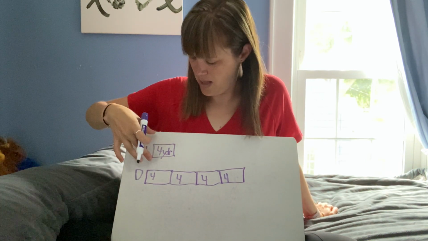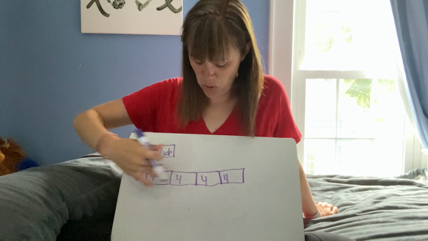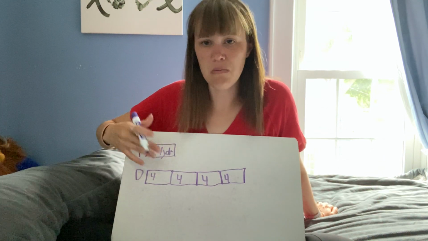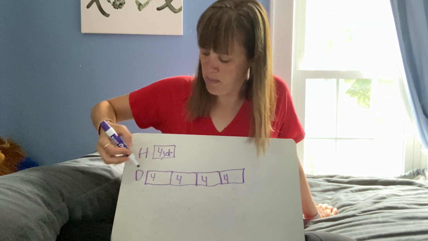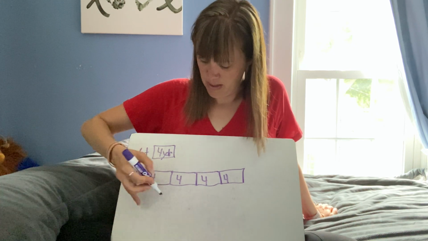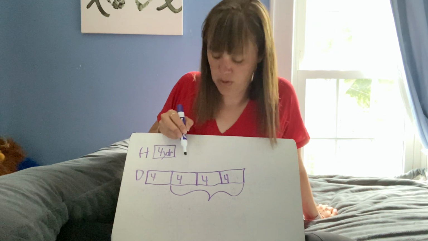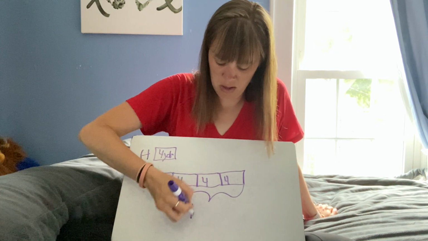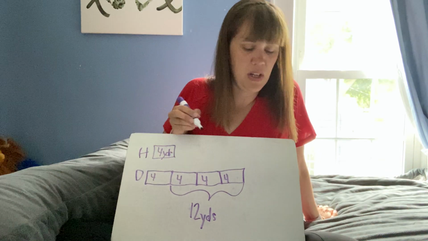Well, Helen has 4 yards and Daniel has how many total? 4, 8, 12, 16. But you're not looking for the answer of 16. How many more does Daniel have than Helen? So it's really this part that we are looking at. So how many yards is that? That would be 12 yards. Very simple, right? Well, no, we need to know feet.